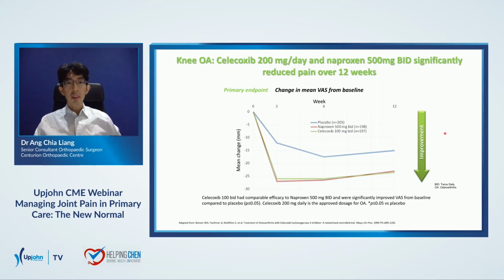So we look at some studies conducted on Celebrex, and this one shows that for knee osteoarthritis, Celebrex 200 milligrams per day and naproxen 500 milligrams twice a day significantly reduce pain over 12 weeks. So certainly, it works. It is as good or even better than other NSAIDs that we know, and that's the main point of this study. These two lines represent Celebrex and naproxen. This line represents a placebo, where there's not much improvement.